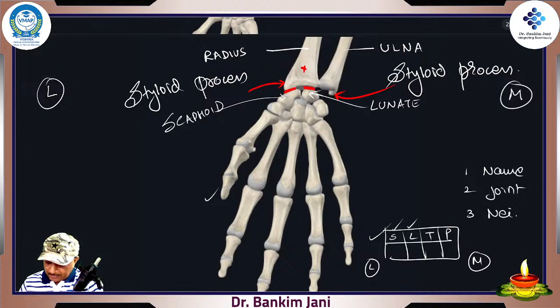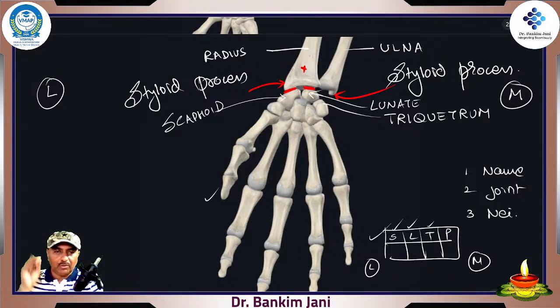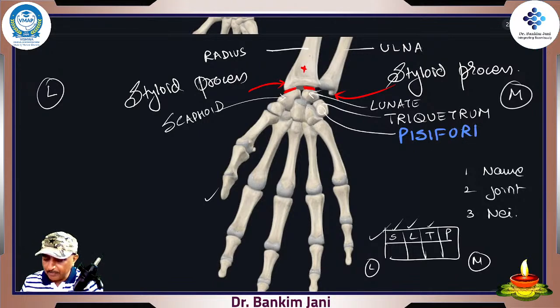Good, this is done. There comes the next one, T. T stands for triquetrum. It is this bone. And on top of it, this small one which is sitting over here is pisiform. So we have got 1, 2, 3, and the 4. Done. First row over.